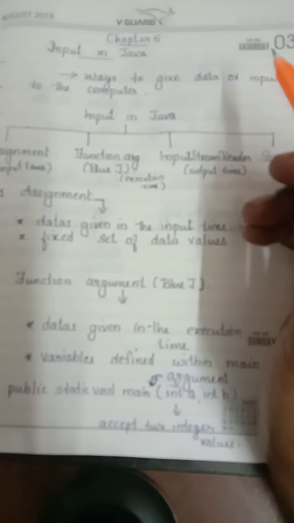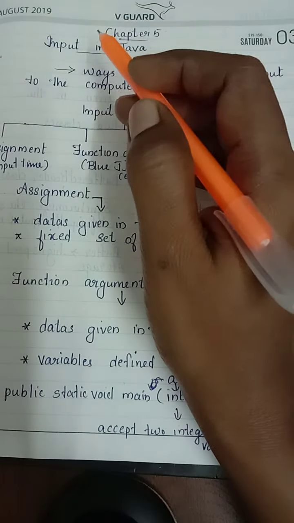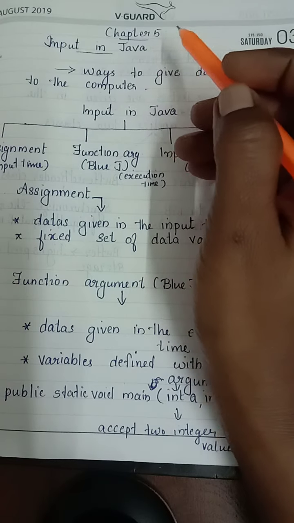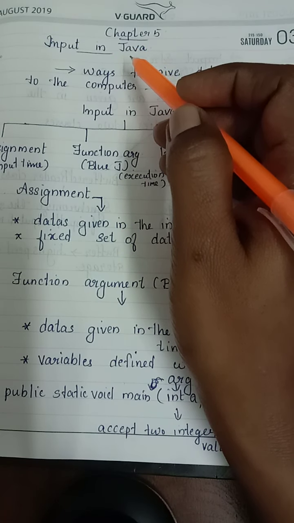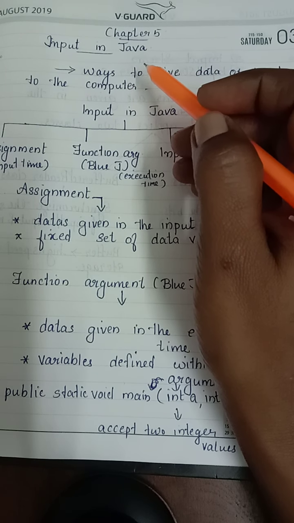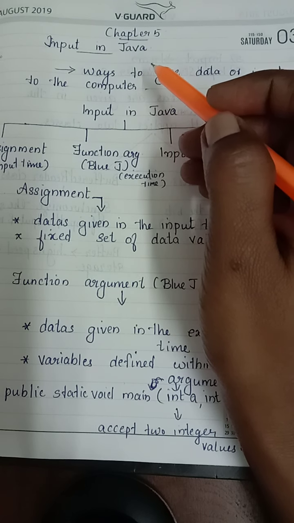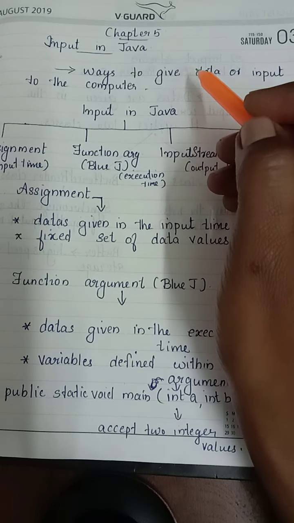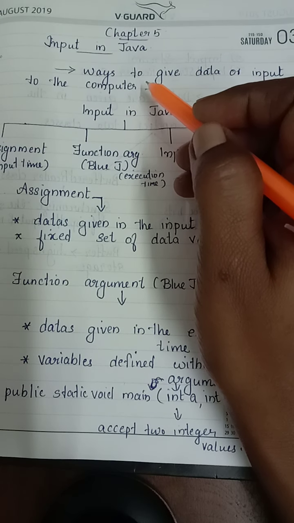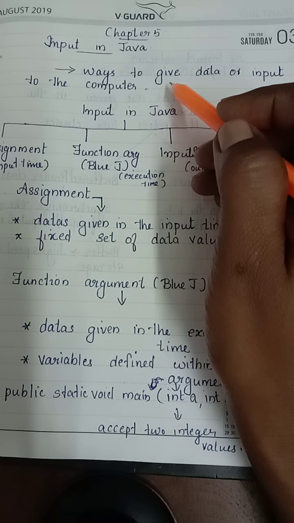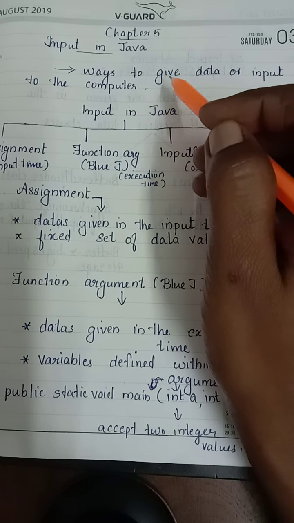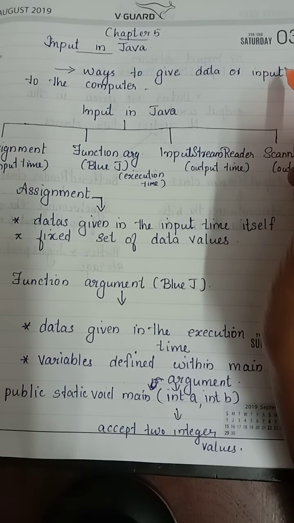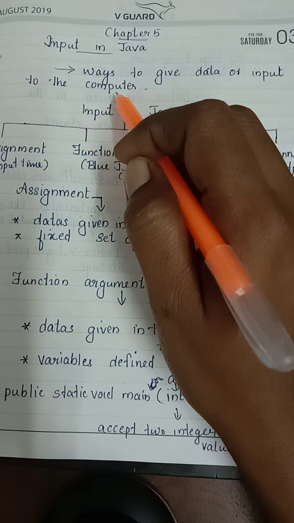Now we can move to our next chapter, Input in Java. Chapter 5, Input in Java. Input in Java means the ways of providing values or data to the computer in Java language. It is the ways to give data or input to the computer.